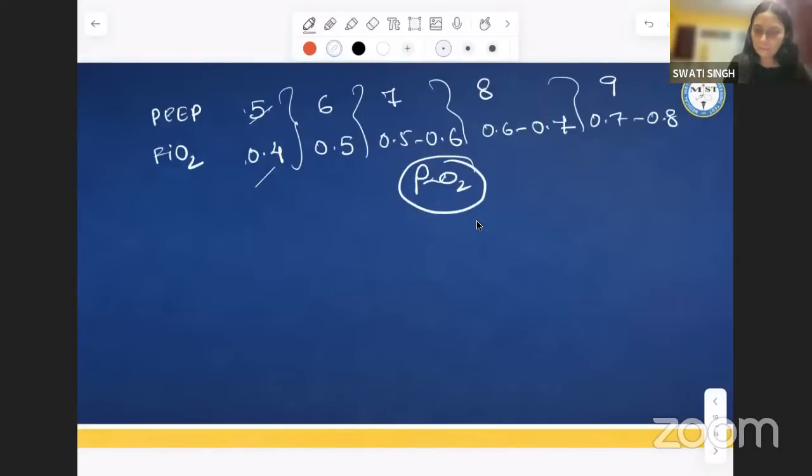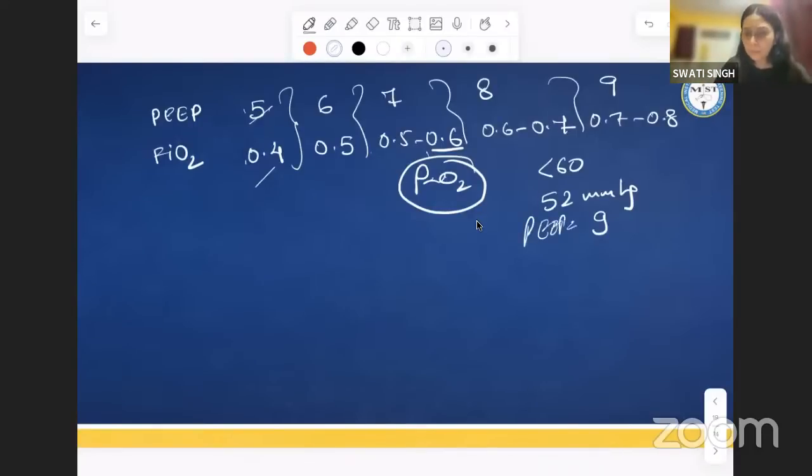So if I have a patient with PaO2 less than 60, let's say the patient has 52 mm of Hg PaO2 and the PEEP is 9, but the FiO2 is 0.6. So what will I increase? I will increase FiO2. Got my point? PEEP was 9, right? So PEEP was on the higher side. So what will I increase? I will increase the FiO2 from, let's say, 0.5 to 0.7.